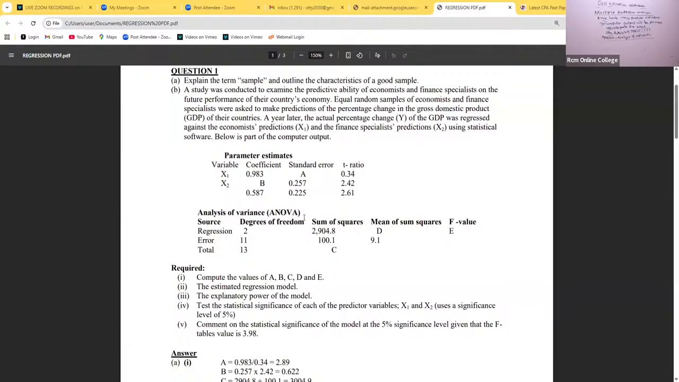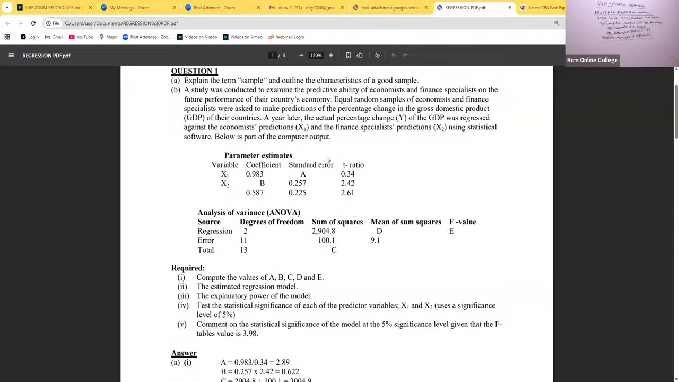We are told here, a study was conducted to examine the predictive ability of economists and finance specialists on the future performance of their country's economy. Equal random samples of economists and finance specialists were asked to make predictions of the percentage change in GDP of their countries. A year later, the actual change in GDP was regressed against the economist predictions and the financial specialist predictions using statistical software. They'll give you a computer output. So below is part of the computer output. Here there was an error, which I'll correct.